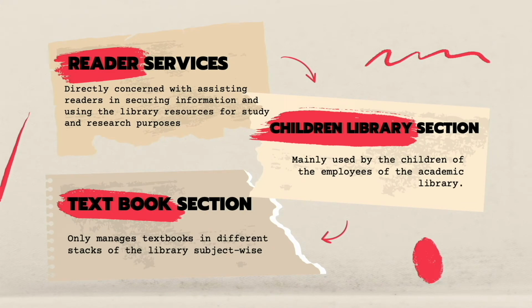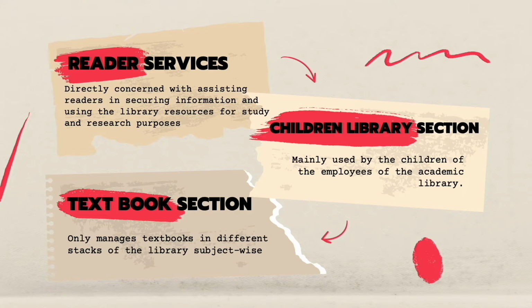Next, we have Reader Services, Children Library section, and Textbook section. The Reader Services section establishes direct contact with library users. It takes custody of materials that have been processed in the Technical Services Division and makes them available to users in an organized and controlled system. Moreover, the section provides resources to the library patrons for home reading.